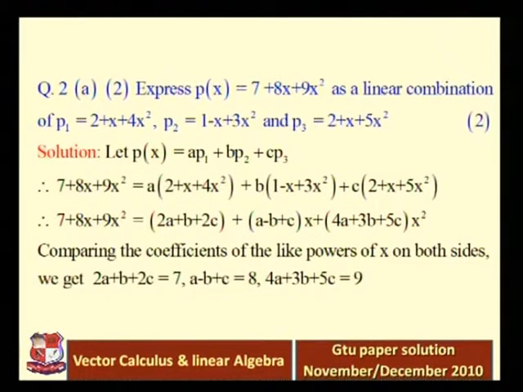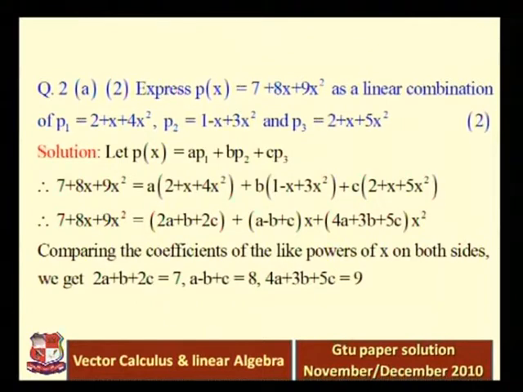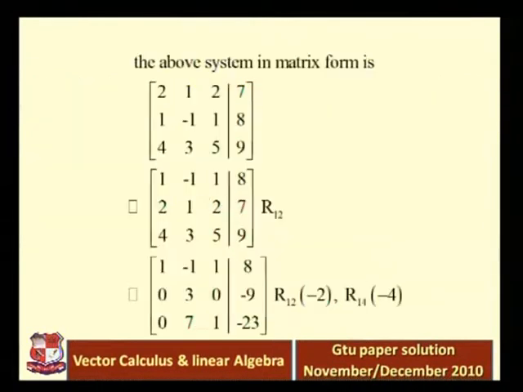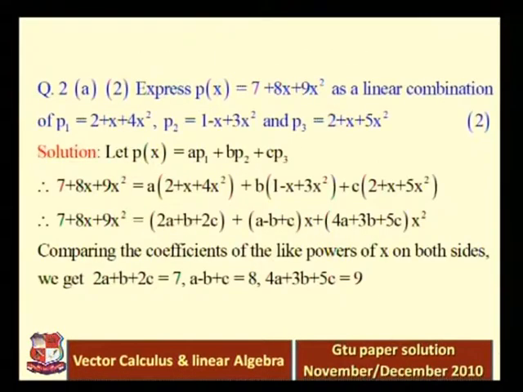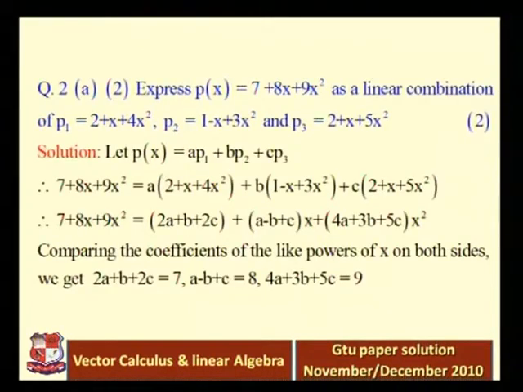So the augmented matrix for these equations, the above system in matrix form, is as follows. What is our first equation? 2a plus b plus 2c is equal to 7. So the first row is 2 1 2 7, that is the coefficients of a, b, c and then the constant term. What is our second equation? a minus b plus c is equal to 8. So the second row is 1 minus 1 1 8. What is our third equation? 4a plus 3b plus 5c is equal to 9.